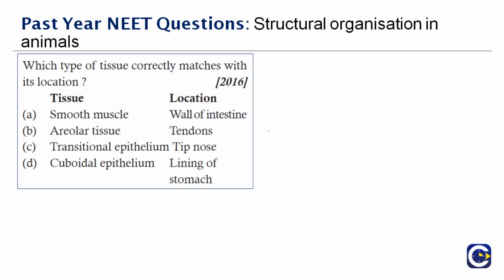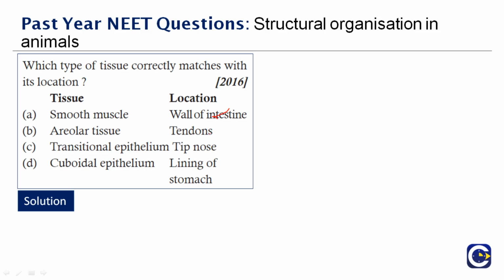Okay, next question. Which type of tissue correctly matches with its location? This you need to analyze. Smooth muscle, wall of intestine; areolar tissue, tendons; transitional epithelium, tip of nose; cuboidal epithelium, lining of the stomach. The correct answer is option A. The wall of the intestine is made up of smooth muscle. Tendons, I will tell you what each consists of.